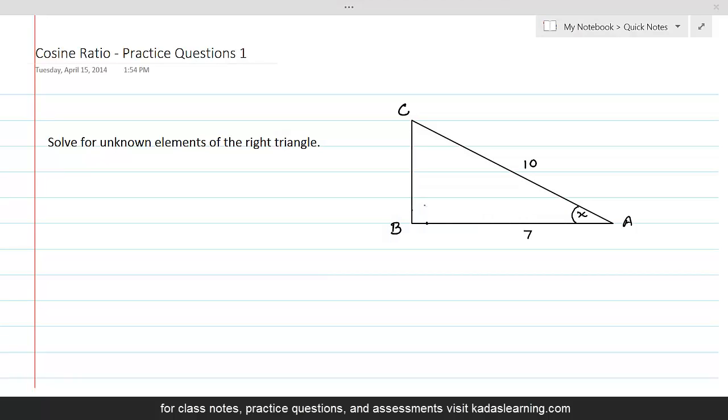In this lesson, we'll do some practice questions to illustrate the use of cosine ratio to solve problems related to right angle triangles. Let's get started with triangle ABC, in which two sides of the triangle are given. The side opposite to the 90-degree angle, which is at vertex B, is the hypotenuse. So let's label this as hypotenuse.